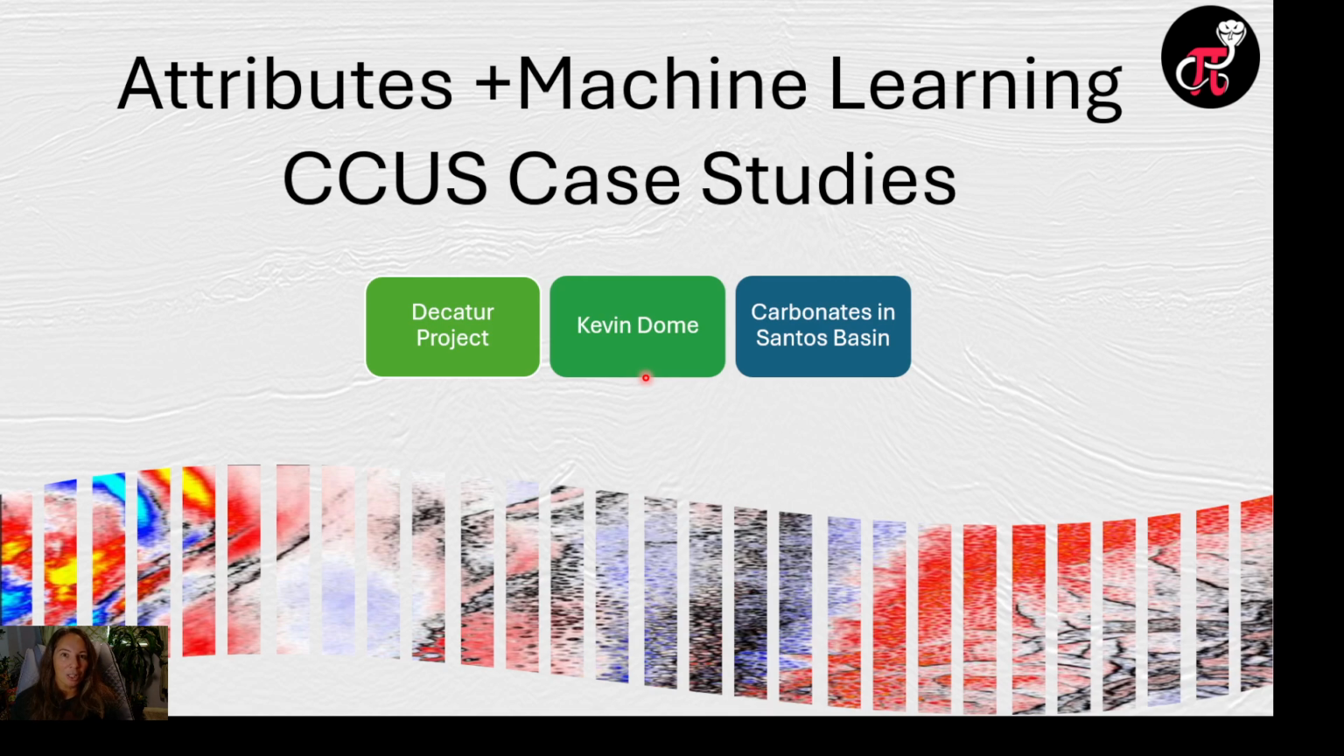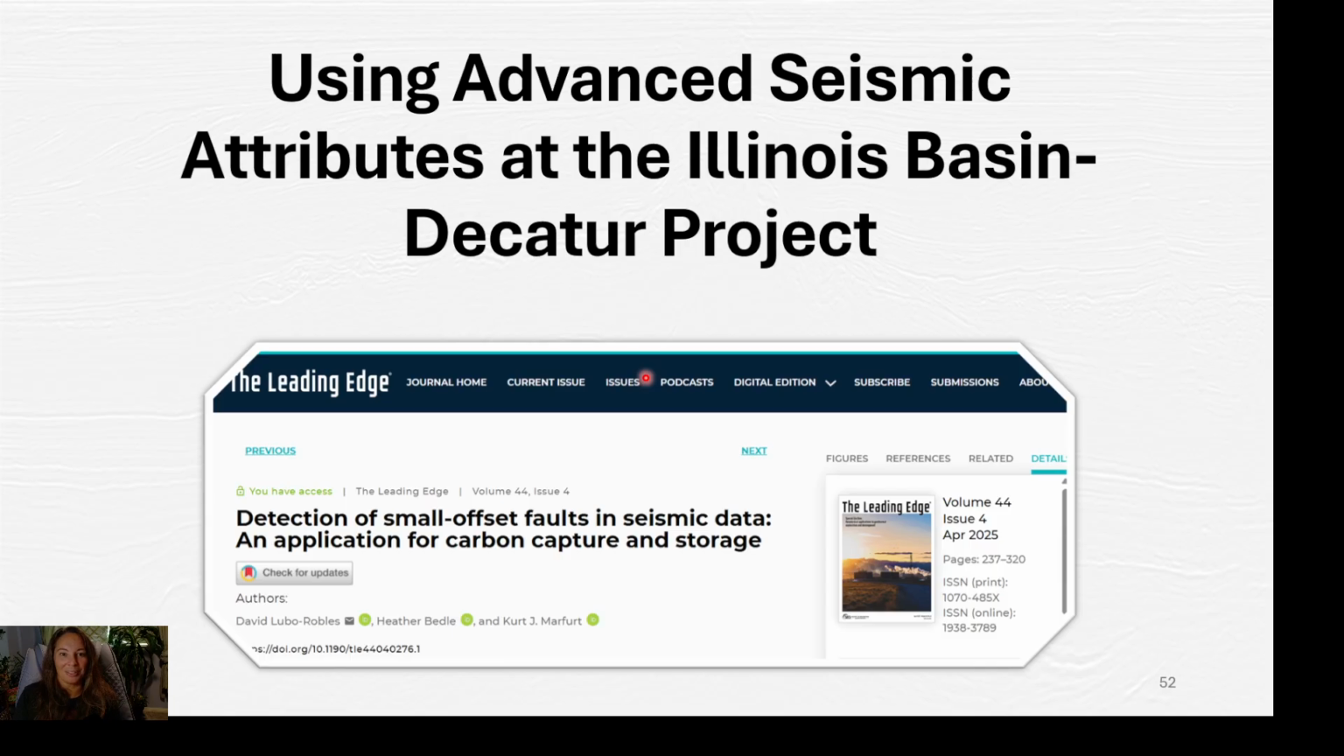And so what I want to do is just wrap up with 3 quick case studies where we've been combining attributes and machine learning for CCUS case studies. So I'm going to start with the Decatur project in Illinois, move out to the Kevin Dome in Wyoming, and then move down to the Santos Basin offshore Brazil. So all of these have been published except for the last one, but it was just accepted, so it's almost published.